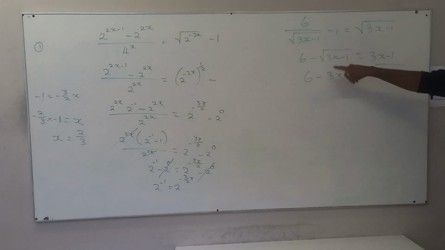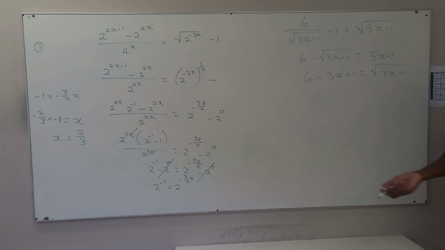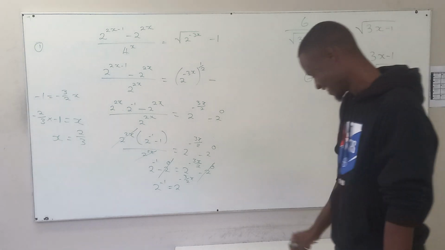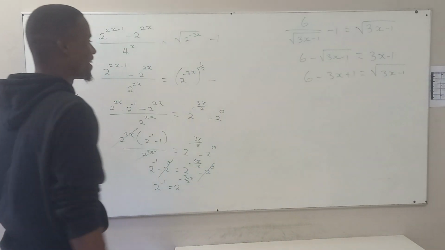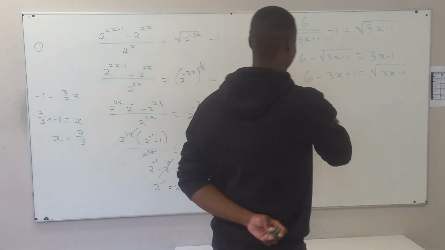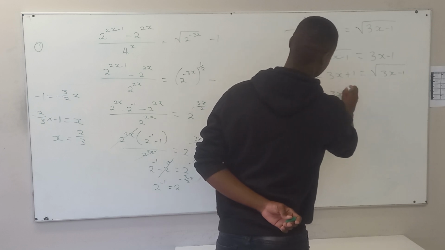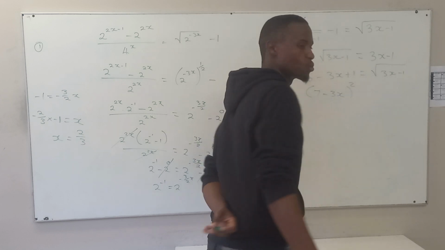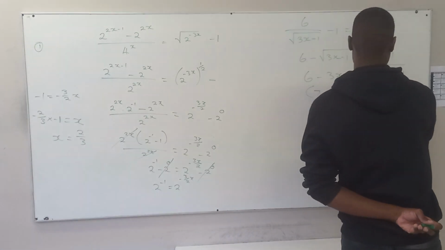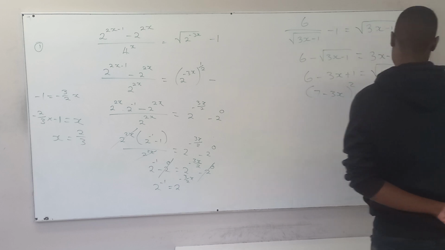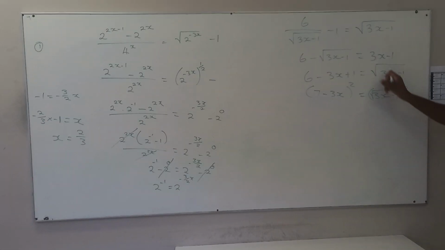So this one, this side, this one, that side. Is it okay? It's fine, guys. It will be okay. This is 7, then minus 3x. Now let's say I'm squaring this one, and then 3x minus 1. Then also I'm squaring this one so that I can remove this square root.